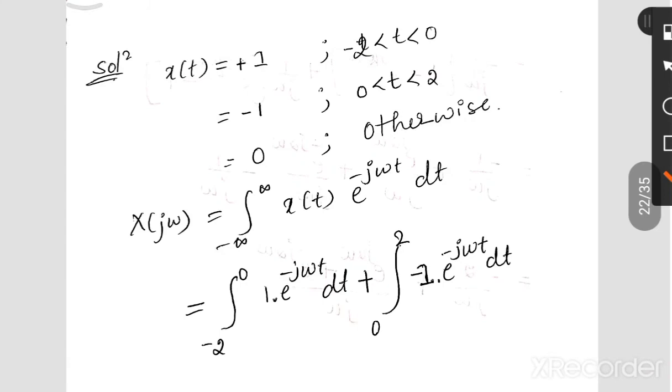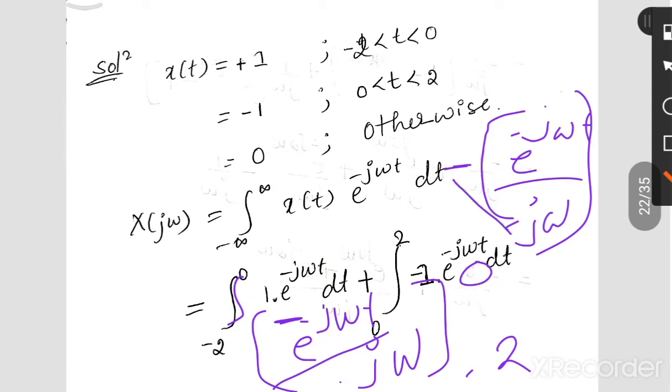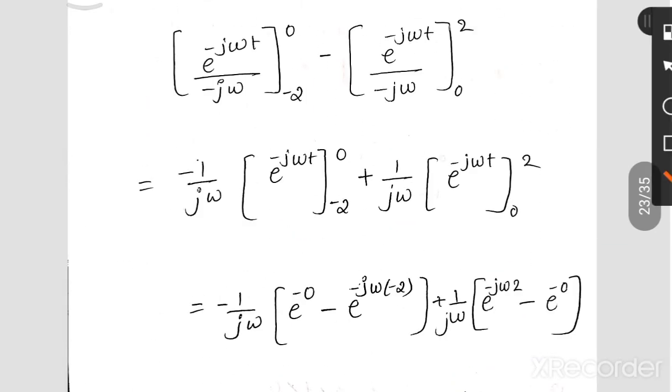It is nothing but integration of minus 2 to 0, e raised to minus j omega t into dt. So if you integrate it, it will be again e raised to minus j omega t divided by minus j omega. We have to substitute the values from minus 2 to 0. Another one is minus integration of e raised to minus j omega t into dt, which gives e raised to minus j omega t divided by minus j omega. Okay, this minus and this minus, again it will be a plus. Integrate it, substitute the values. Here also integrate it, substitute the limits.